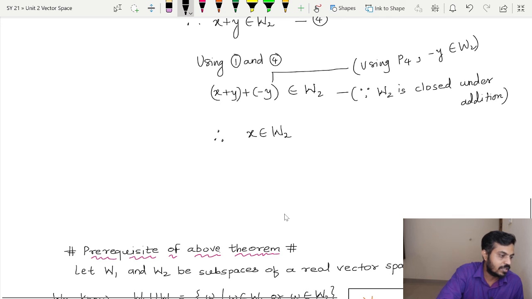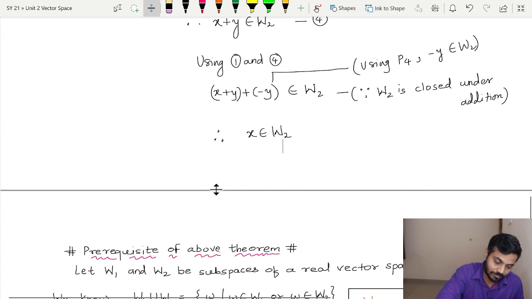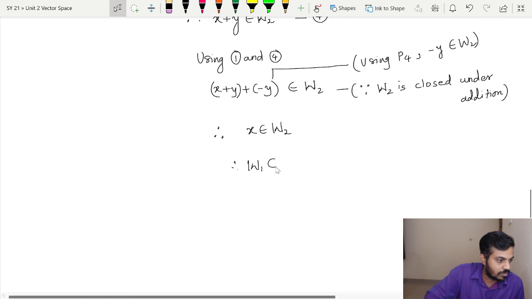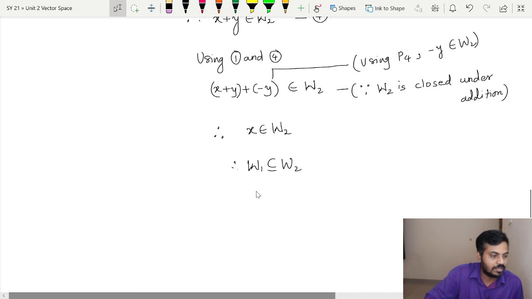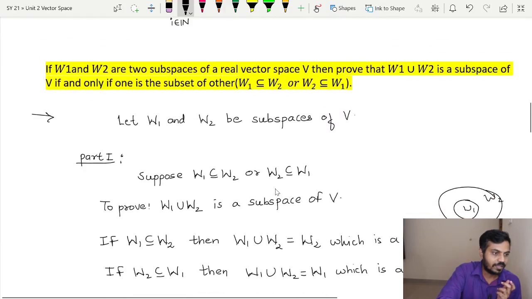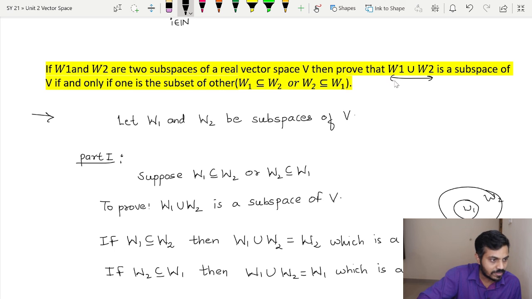Thus we started with an arbitrary element of W1, and we are successful in showing that it belongs to W2. Therefore W1 is a subset of W2, and that is exactly what we wanted to prove. So what is the conclusion of our theorem? Do you remember the statement? If W1 and W2 are subspaces of a vector space V, then W1 union W2 is a subspace if and only if either W1 is a subset of W2 or W2 is a subset of W1. That should happen.